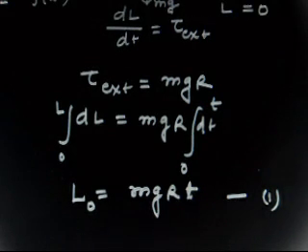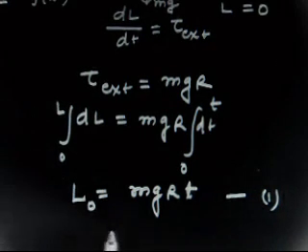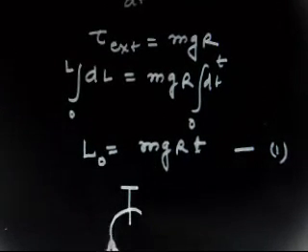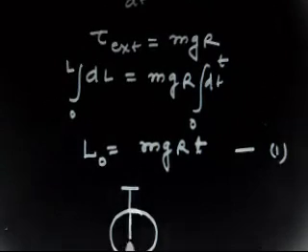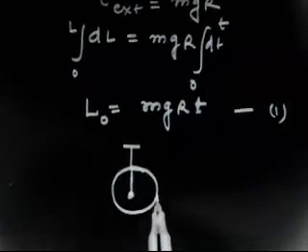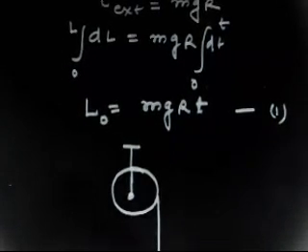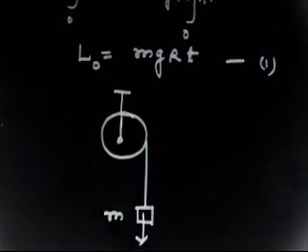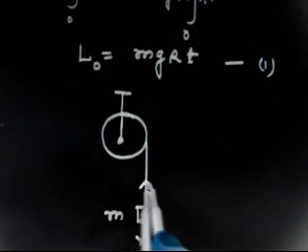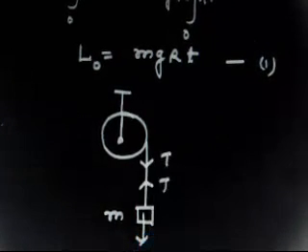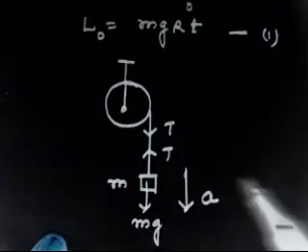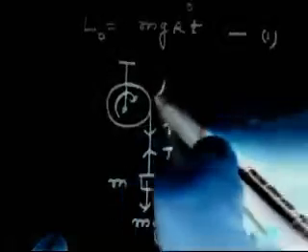So let us try to find angular momentum as a function of time without using dL by dt equals external torque. The second way is writing the equations of motion. We have this system, this block of mass m, with forces mg acting here, and tension here, and the tension also acts here. Let us say this system goes down with acceleration a, and the pulley acquires angular acceleration alpha.